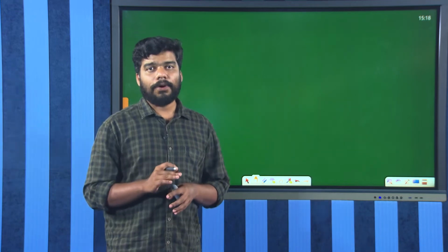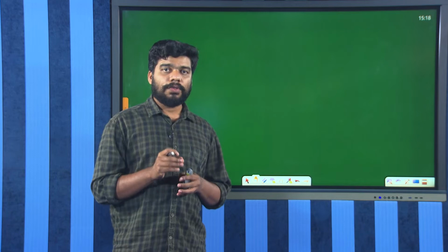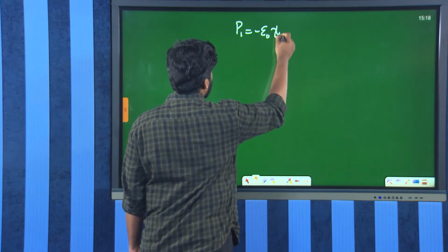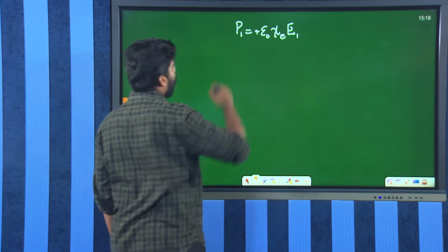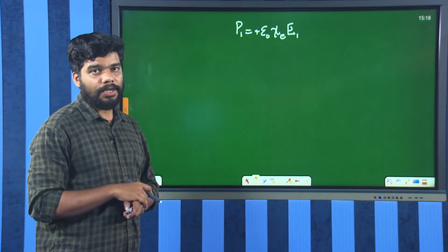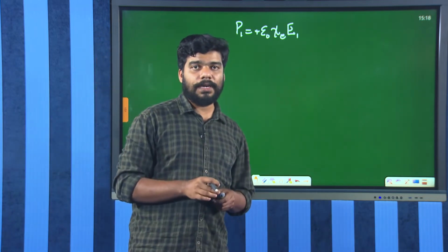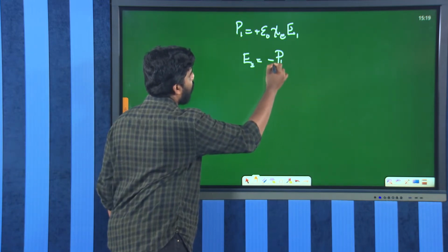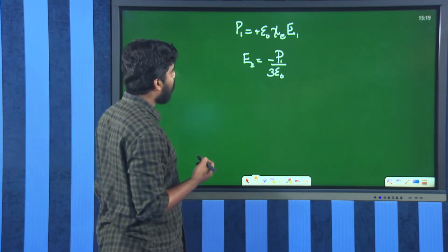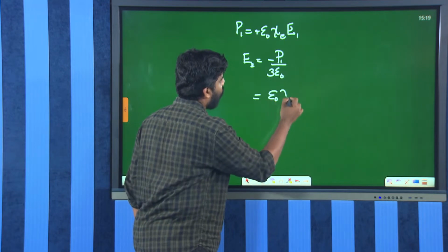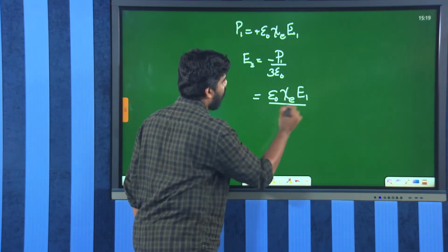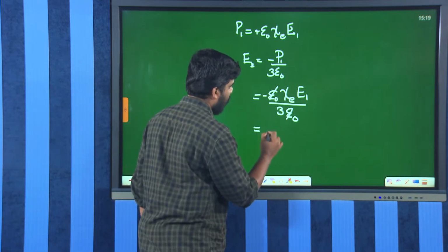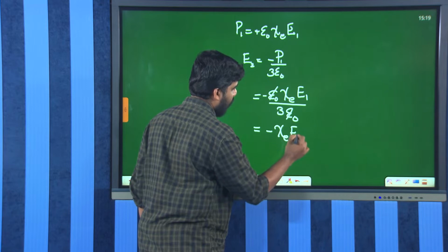Thus, E1 further polarizes the dielectric sphere, and now the polarization is given by P1 is equal to epsilon 0 chi E into E1. This P1 induces its own electric field, which is given by E2 is equal to minus P1 by 3 epsilon 0. So again, what is P1? P1 is equal to epsilon 0 chi E into E1, divided by 3 epsilon 0. Here also epsilon 0 will cancel, and this will be minus chi E E1 by 3.